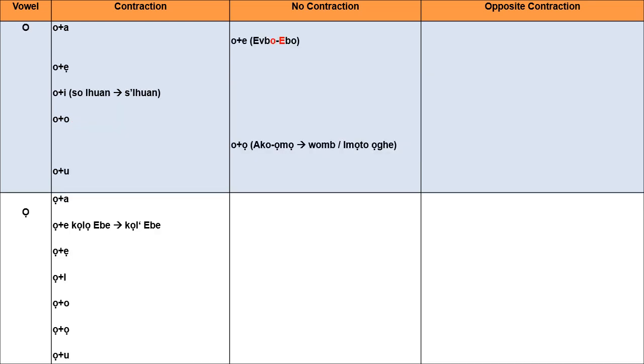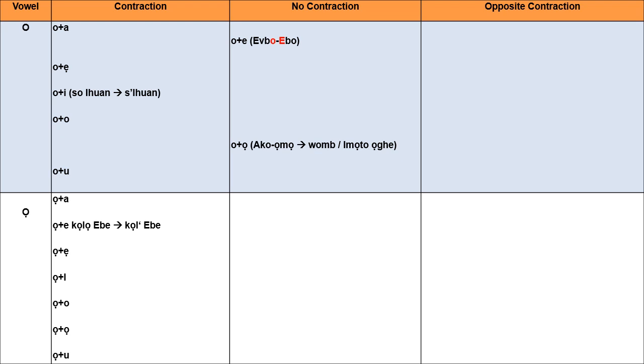So here for the vowel O, I don't have many examples. I only have an example for O and E. For instance, Iwa. So is actually to cry. Iwa is a song. So literally it means to cry a song, but it is to sing a song. For an example of no contraction, I just jumped to the so Iwa. But before that, we have O and A, I'm sorry.